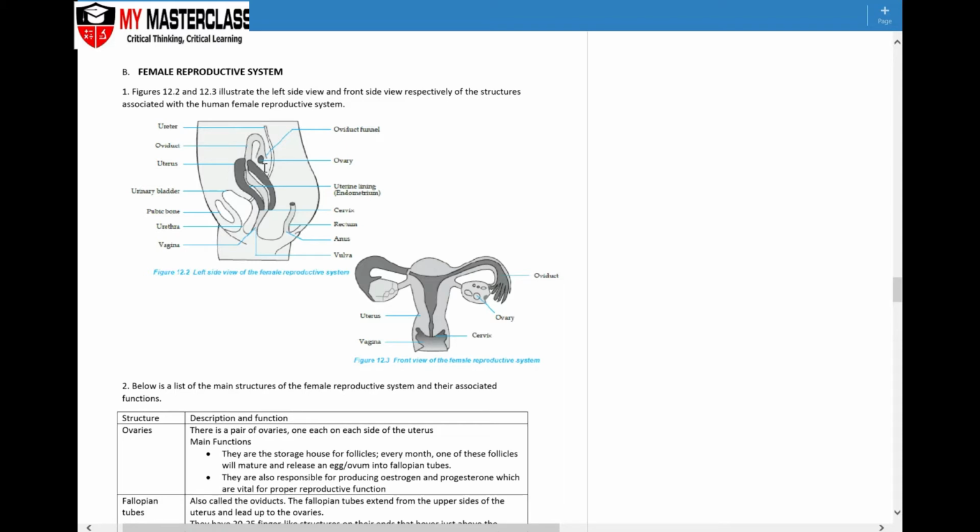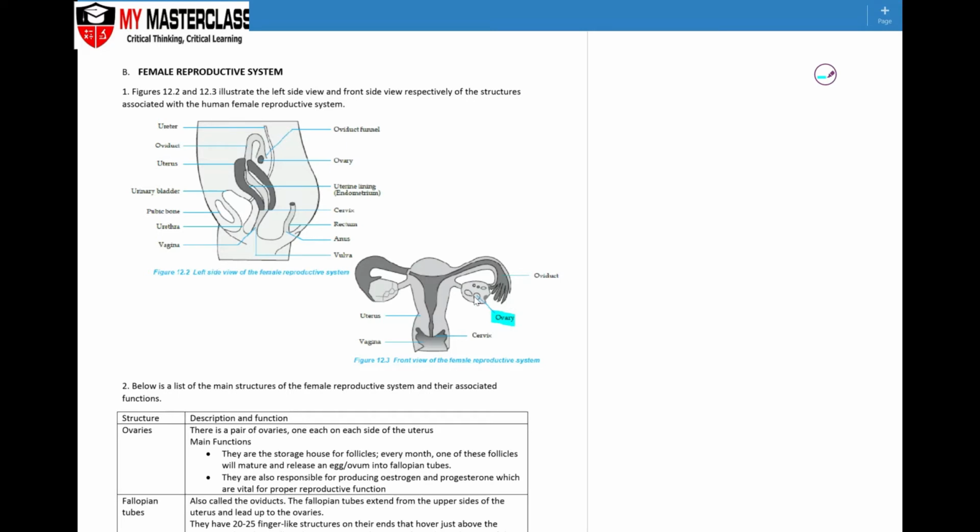Looking at the female reproductive system, you can see a simplified version of the front view itself. Let's start from the top. Every female is born with eggs which will undergo maturation during puberty, starting off with the first menstrual period that is experienced. These eggs are called your ovaries.